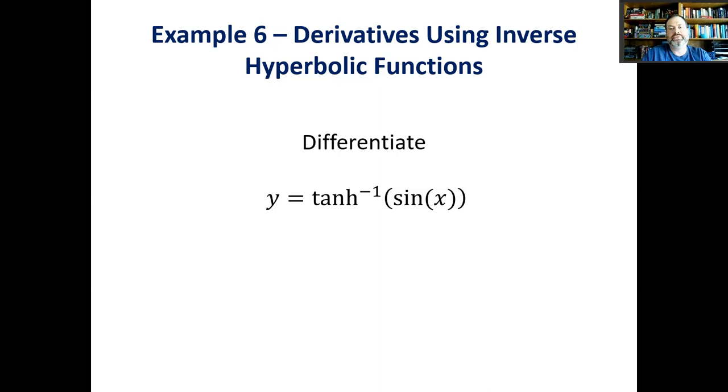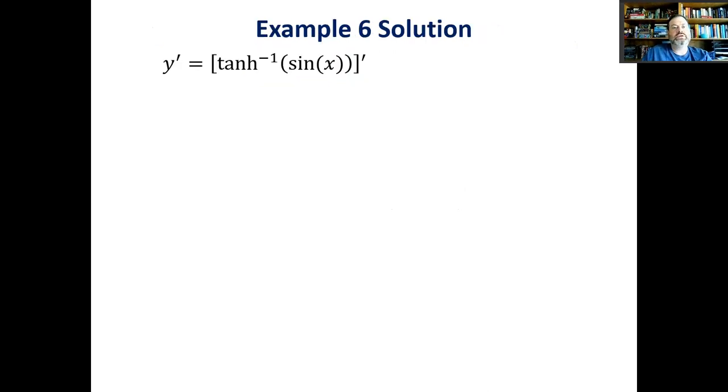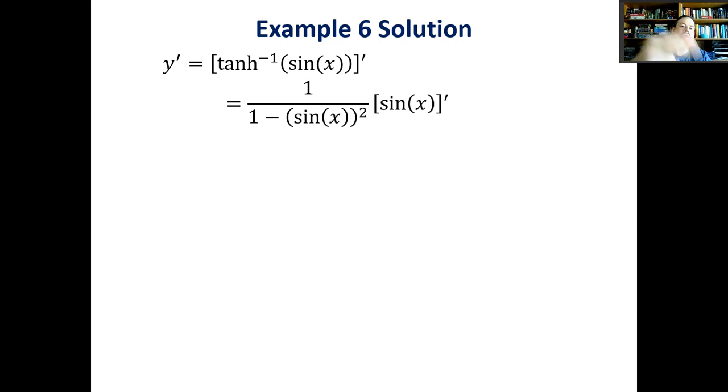Last example, let's find the derivative of inverse hyperbolic tangent of sine of x. So just take the derivative of both sides with respect to x. On the right side, you get 1 over 1 minus u squared, so u is the inside function, times u prime. So sine of x prime is just cosine of x, and 1 over 1 minus sine squared of x.